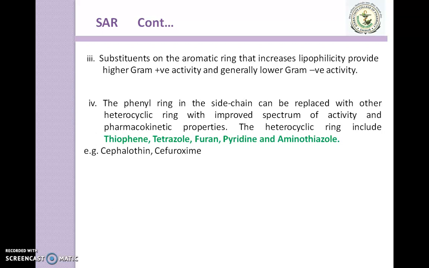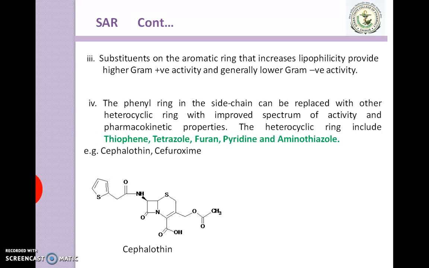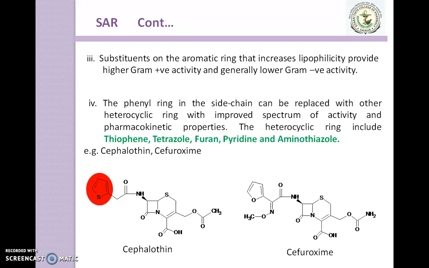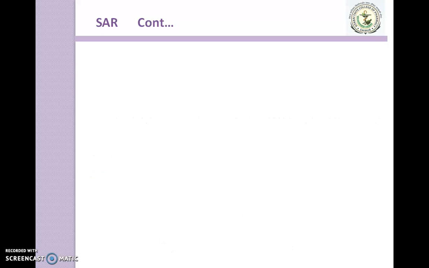Examples are cephalothin and cefuroxime. Here is the structure of cephalothin, in which it contains a thiophene heterocyclic ring, whereas in the case of cefuroxime it contains a furan heterocyclic ring. Yes, both examples have improved spectrum of activity as well as pharmacokinetic properties.